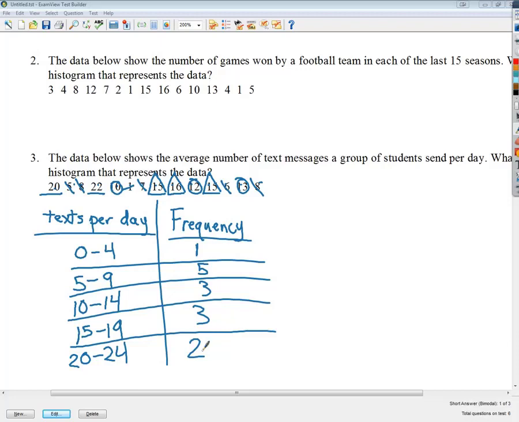Now for a histogram, I'm just going to, on the bottom, put text messages.